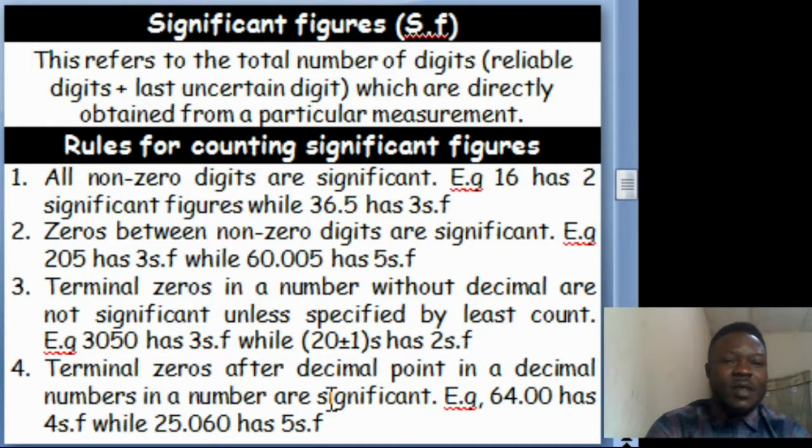Now all terminal zeros after the decimal point are significant figures. If not, you wouldn't have written it. You don't need to write it if you are not going to count it. So now that you have written it, you have to count it as part of the significant figures, even though it appears at the back after the decimal point. So that is why 64.00 has 4 significant figures, and 25.060 has 1, 2, 3, 4, 5. The last zero is counted, and that's why we have 5 significant figures here.